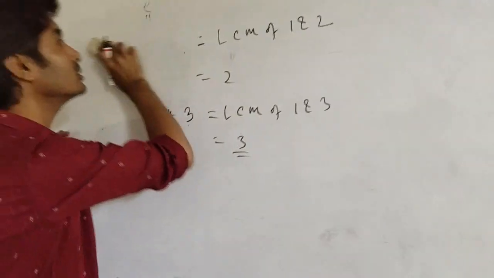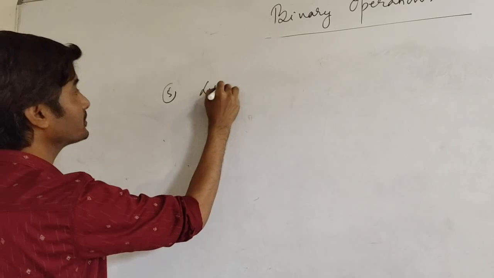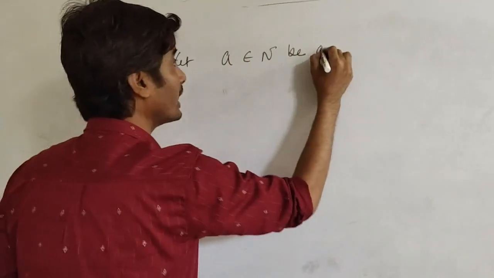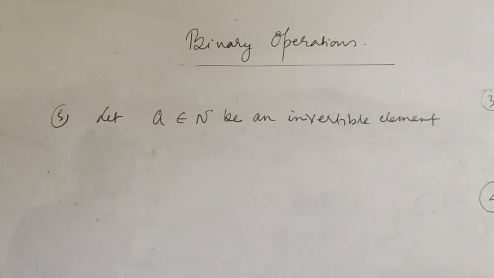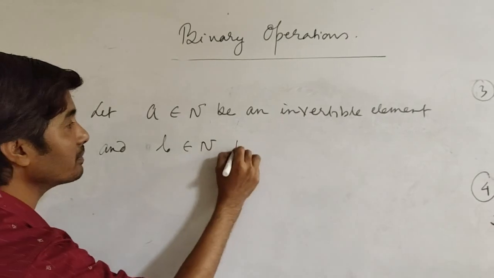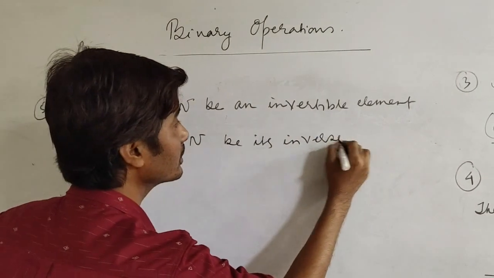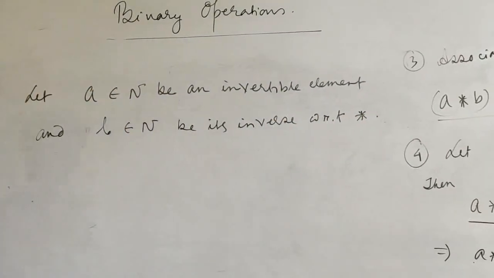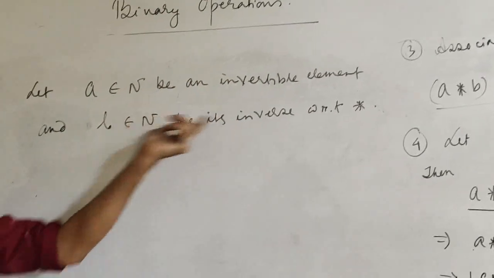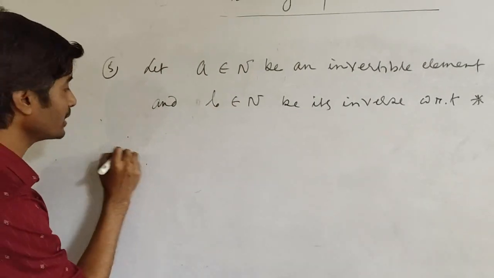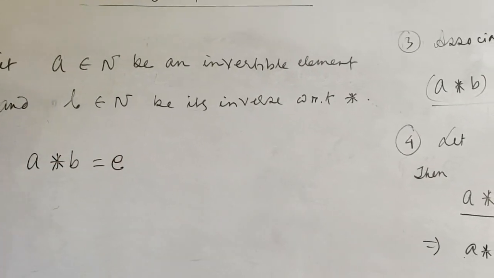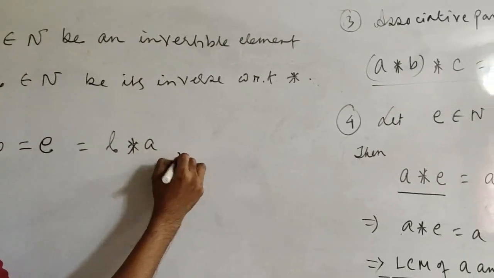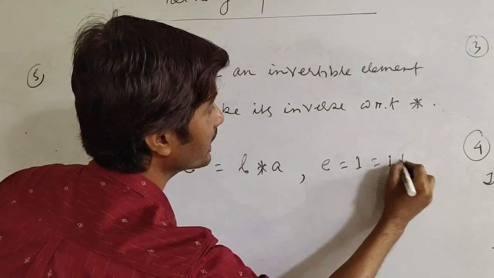And for the last part, I will check whether the inverse exists or not. So how can I check that the inverse exists or not? The last part: let A belong to N be an invertible element. We assume that A is an invertible element and B belongs to N, B its inverse with respect to star. Of course, therefore, what should be A star B? From the definition of inverse, A star B has to be the identity E, which is equal to B star A.